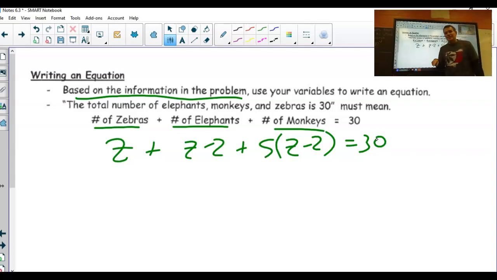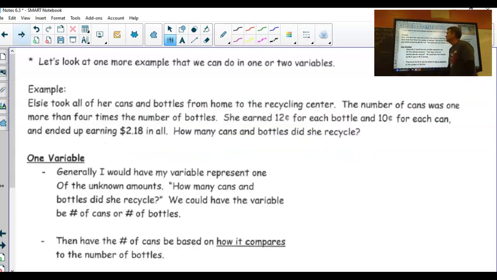All right, we're going to try an example next that uses 1 variable. Let's look at it. In this example, it says Elsie took all of her cans and bottles from home to the recycling center. The number of cans was 1 more than 4 times the number of bottles. It says she earned 12 cents for each bottle and 10 cents for each can and ended up earning $2.18 in all. How many cans and bottles did she recycle?